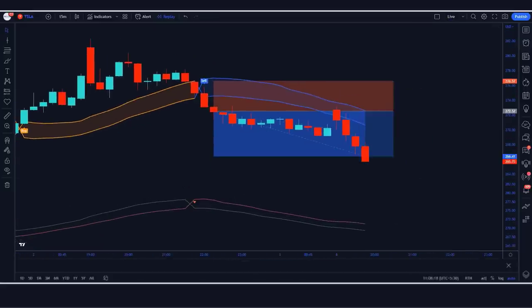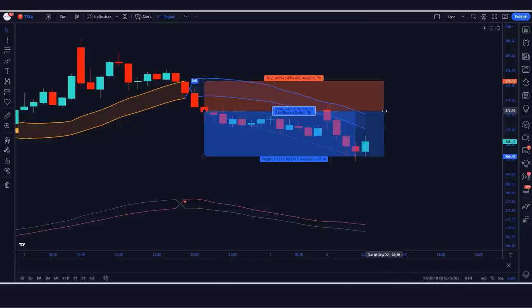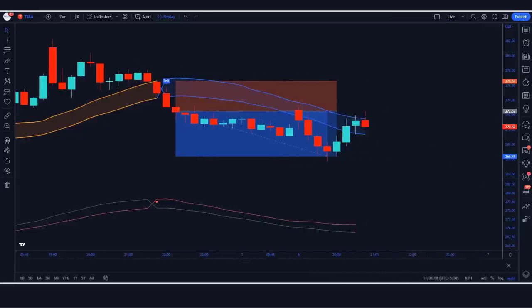The market has completely hit the target. I hope you must have understood this trading strategy. Let us now understand the long position.